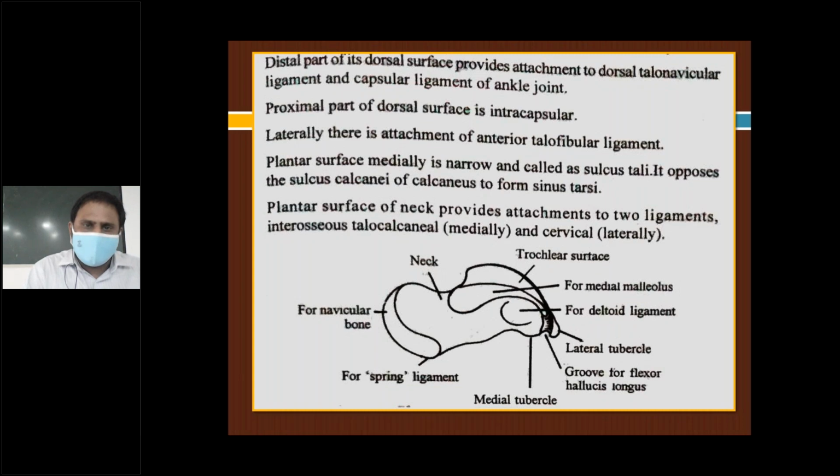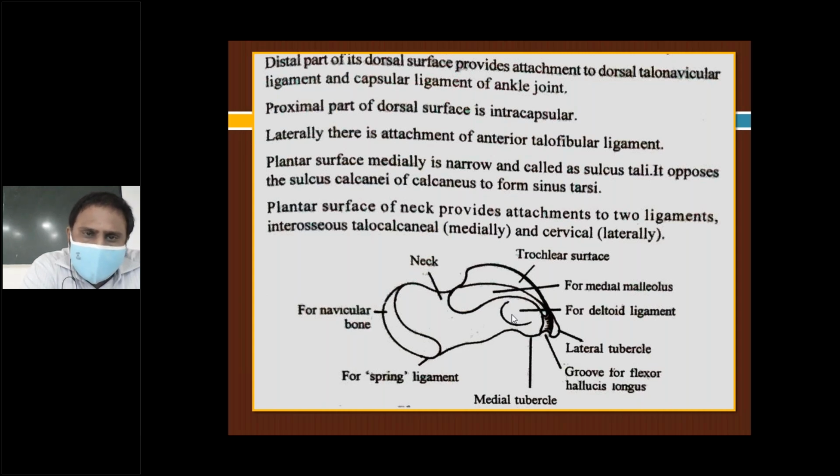The distal part of the dorsal surface provides attachment to the dorsal talonavicular ligament and the capsular ligaments of the ankle joint. Okay, no muscular attachment, only ligaments.